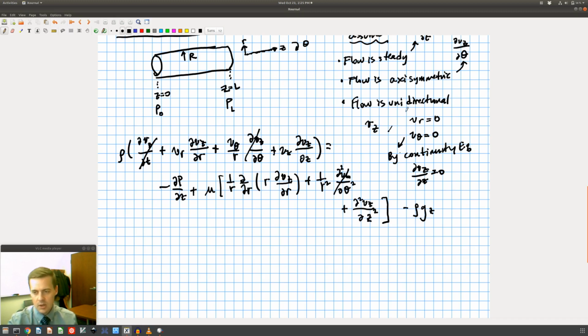The next one is to say the flow is unidirectional. So that means Vr is equal to 0. So no Vrs, no more Vrs. V theta is equal to 0. I already said that guy was 0 because of V theta. So that one's gone, fine. And then by continuity, because of unidirectional flow, dVz dz is gone. So that one is gone, and that one is gone.